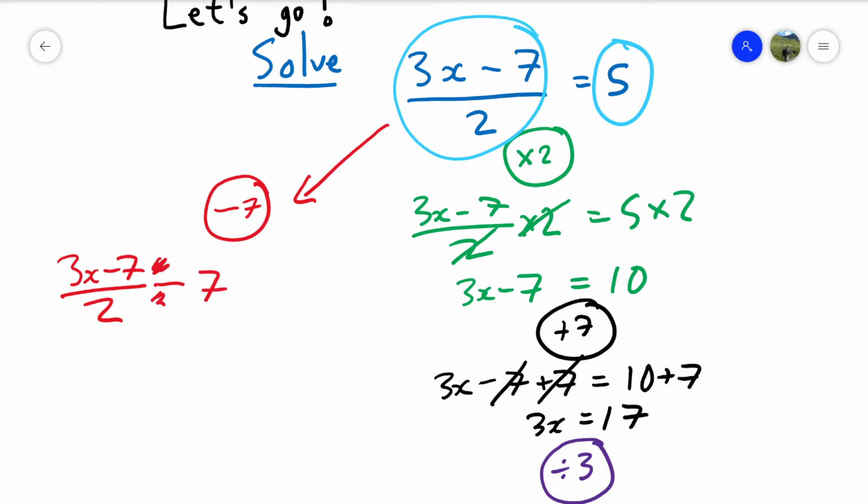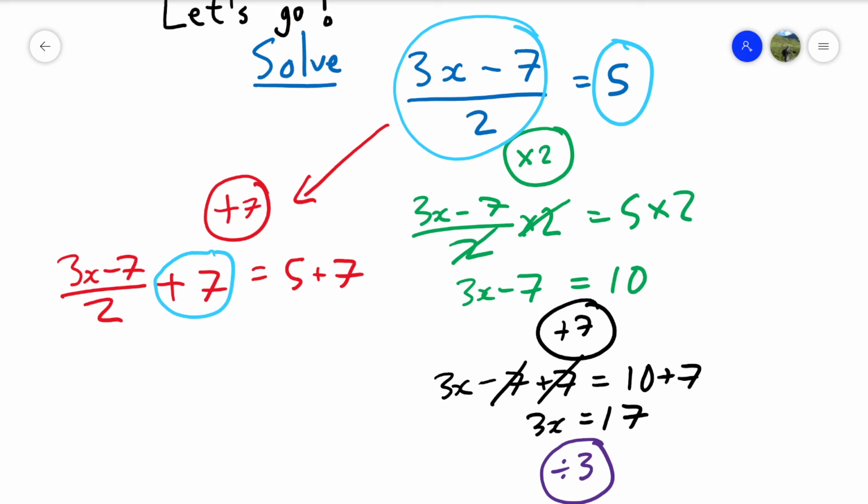Hang on, let me just try and use my eraser. There we go. Equals 5 minus 7. Here's the problem. You've got minus 7. Oh, by the way, I'm going mad. You might have done plus 7. Sorry. You might have done plus 7. It's still wrong. Plus 7 is still wrong.